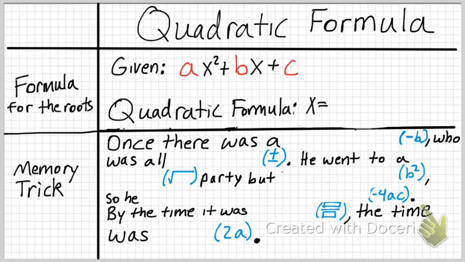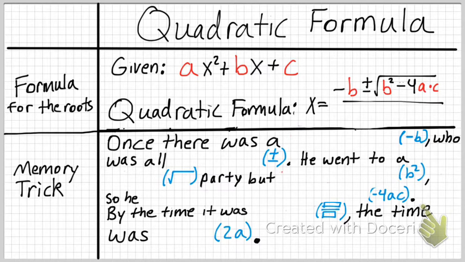And the formula itself is going to be negative b plus or minus the square root of b squared minus 4ac, all over 2 times a.